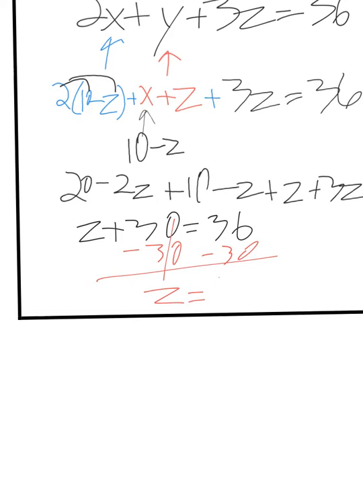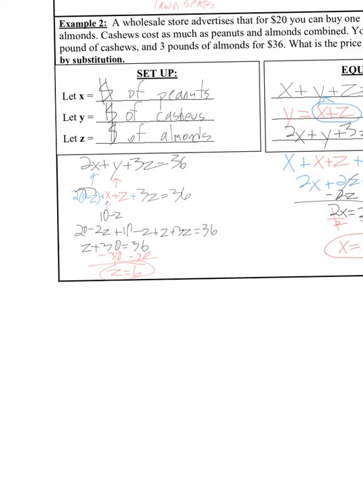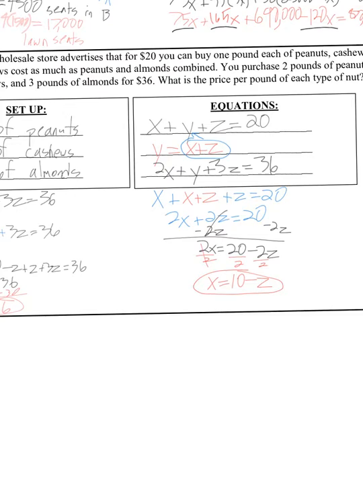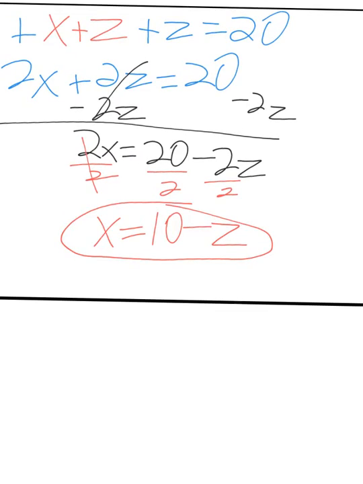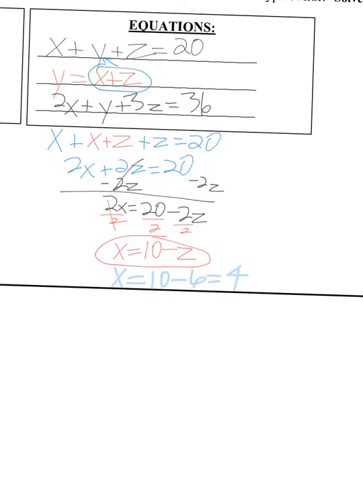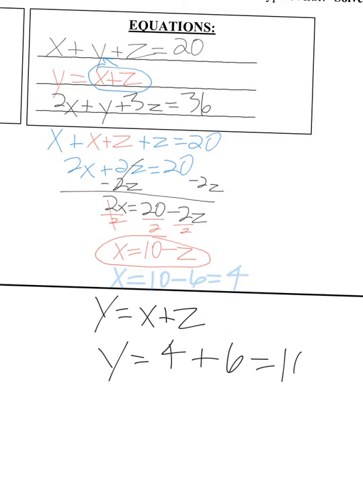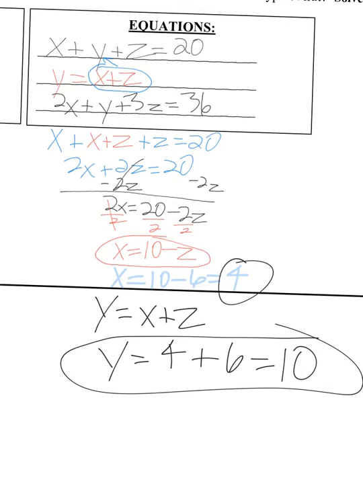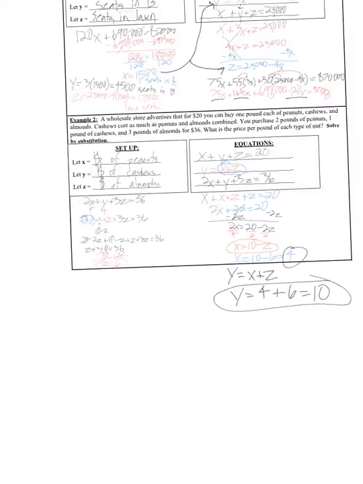So if Z equals 6, well then the other answers should kind of quickly fall into place here. Z equals 6, so X equals 10 minus Z. X equals 10 minus 6, so X equals 4. And then Y equals X plus Z, and we know that X was 4 and Z was 6, so Y equals 10. So we got our 3 answers.